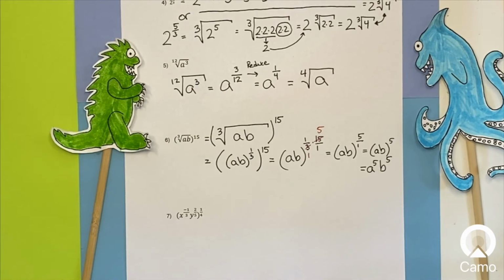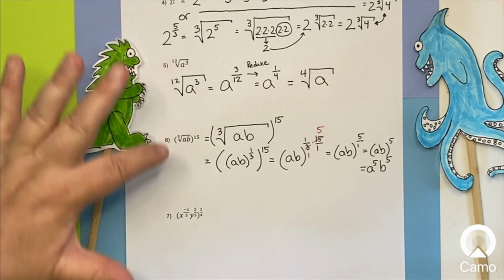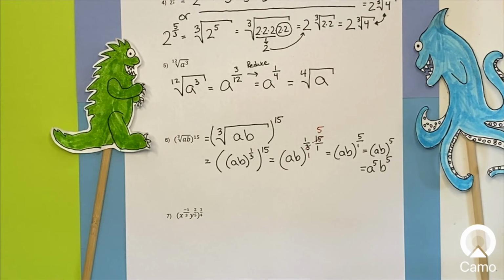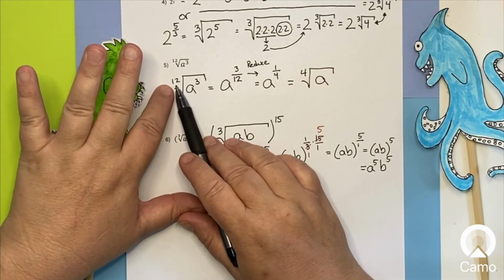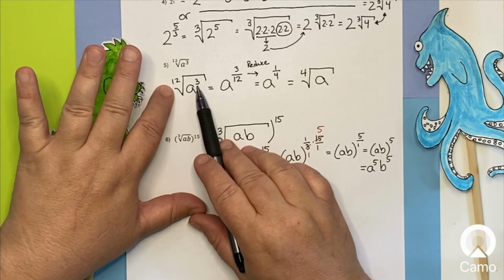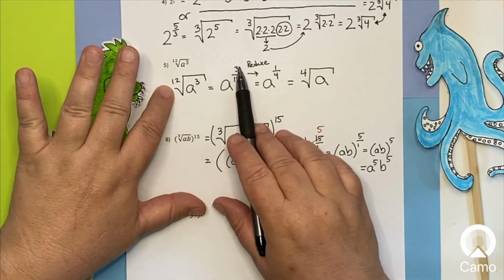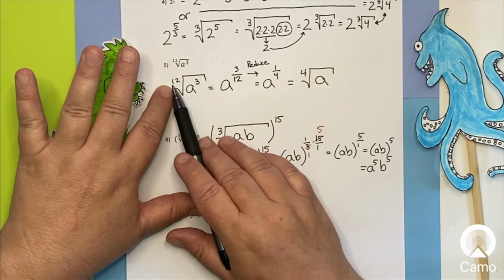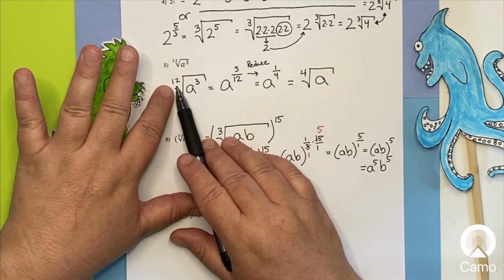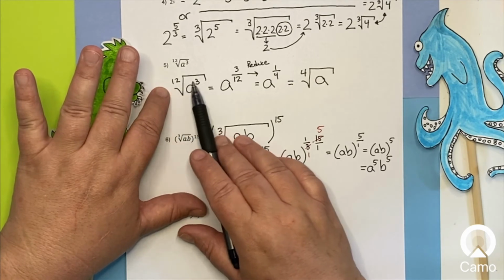So now, for 5 and 6, I had said you could work with the radicals, but I think the fractions will be easier. Let's look at what that means. So here, in number 5, you can see the 12 on the outside, and you can see the 3 on the inside. Remember that the 3 is in the numerator, and the 12 is the denominator. But it is just as easy to kind of reduce right here.